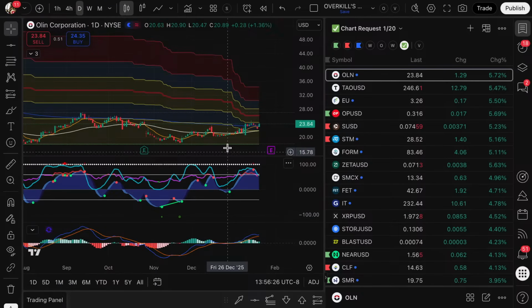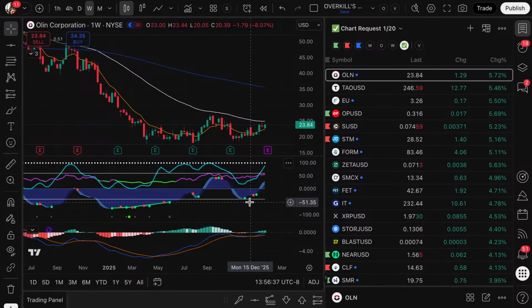Like this one turned out to be a pretty good entry, but ideally we want to see those below the white line on every time frame that we trade. The most important one to be below that white line is the weekly. That tells you that the macro has pulled back.